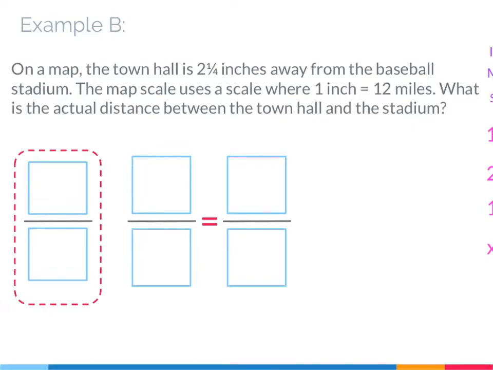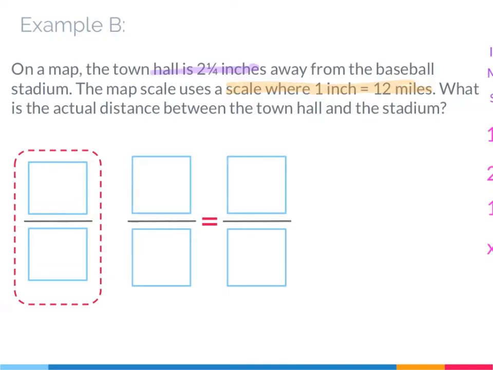So the first thing I need to do is go through my problem and find that important information and highlight it. So the town hall is 2 1/4 inches away. That's important information, so I want to make sure that I highlight that. Then I read that the scale is 1 inch to 12 miles. That's again important information, since it's talking about the scale. And then I'm trying to figure out the actual distance between the town hall and the stadium.